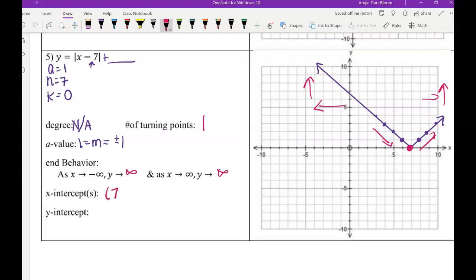X-intercept, we have 1 at (7, 0). And y-intercept, as you can see right now, looks like, because my line isn't perfect and graphing by hand is never perfect, so we might just want to solve for it. Y-intercept is when x equals 0, students. So when I plug in 0, it's a negative 7. Absolute value of negative 7, it's just 7. So it's going to be (0, 7).